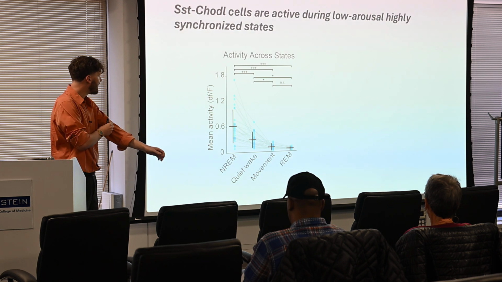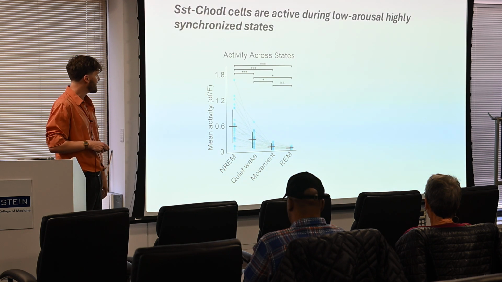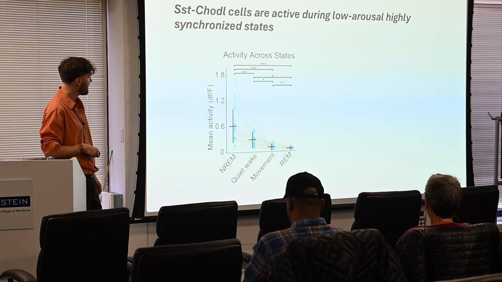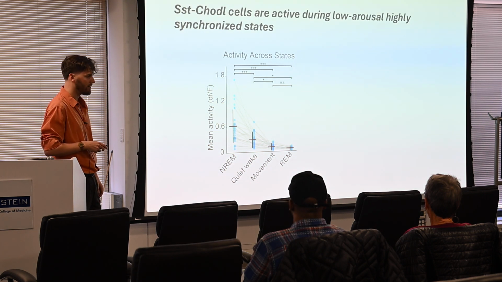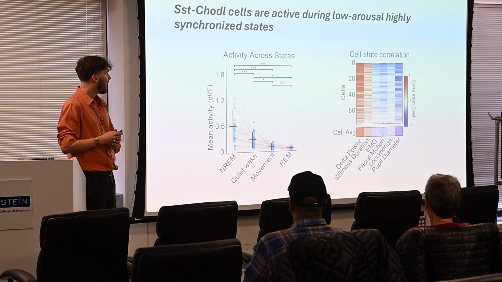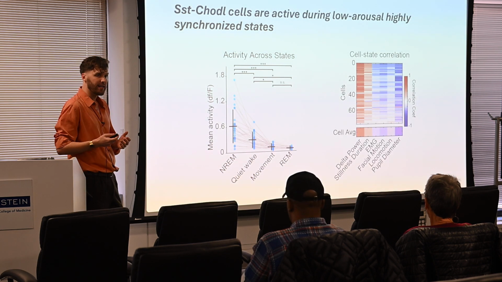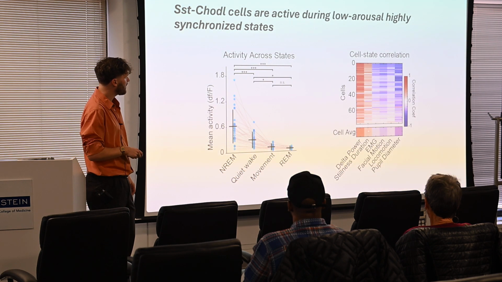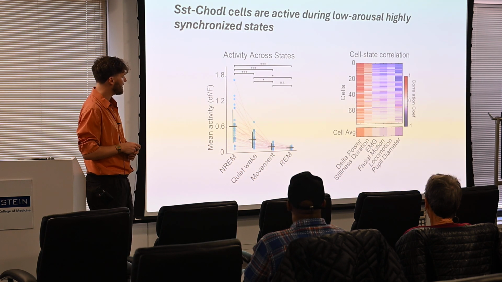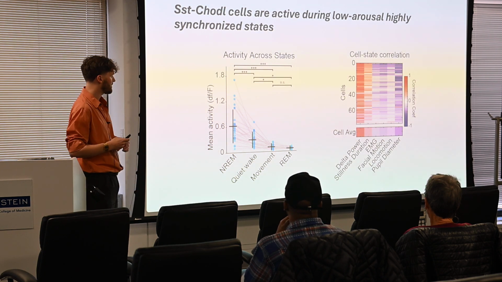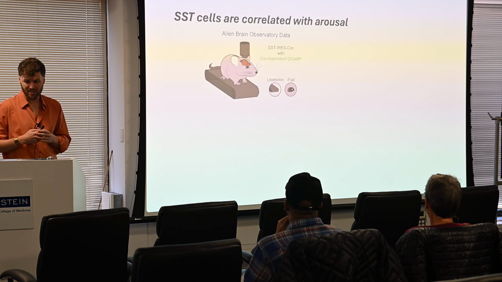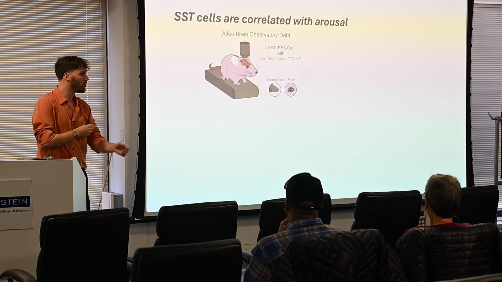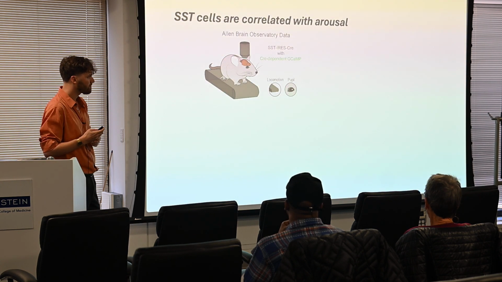Looking across many cells, this pattern is quite consistent. Cells are most active during periods of non-REM sleep, followed by quiet wakefulness, and then strongly suppressed during periods of movement and REM. The activity of these cells correlates with our measurements of state, as we might expect. It really strongly correlates with the level of synchrony in the cortex, and negatively correlates with these measurements of high arousal, suggesting that these cells are active specifically during these low arousal synchronized periods.